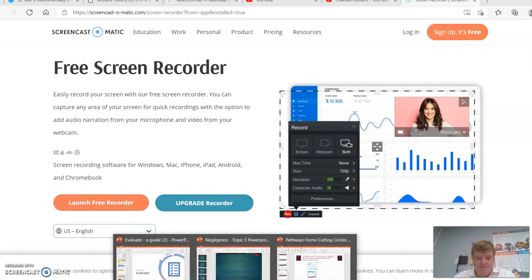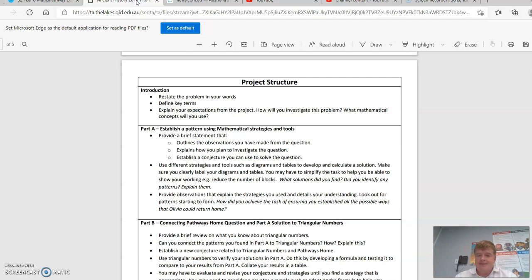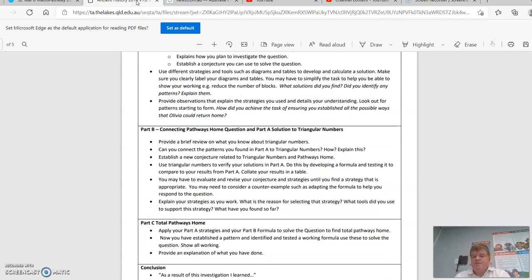G'day students, we now move on to part B of our task, okay? And this starts to link what we're trying to look at to triangle numbers. So we're going to spend some time thinking about triangle numbers. We might have remembered we had a look at a pattern there, like stacks of logs, but there's a little bit on that in the PowerPoint presentation too.